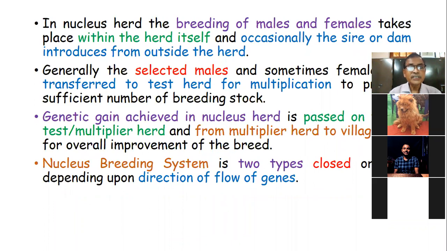So whatever the genetic gain takes place in the nucleus herd, that is passed on to the test or multiplier herd, and from multiplier herd to the village herd, and then as a result, there will be the overall improvement of the breed in the state or in the country.